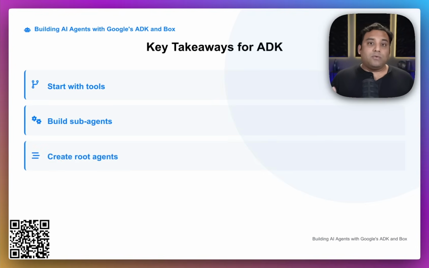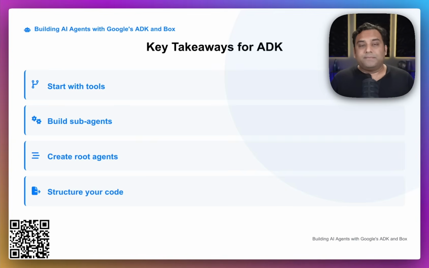Then you create the root agent. The root agent is the orchestrator. Its main job isn't to use the tools directly, but to manage the sub-agents and control the overall execution flow. It's the main entry point and the brain of the entire operation. And finally, this all comes together when you structure your code. ADK encourages this clean and hierarchical separation. By keeping your tools, sub-agents, and the root agent in distinct modular pieces, you create a system that's not only powerful, but also easy to maintain, test, and scale.